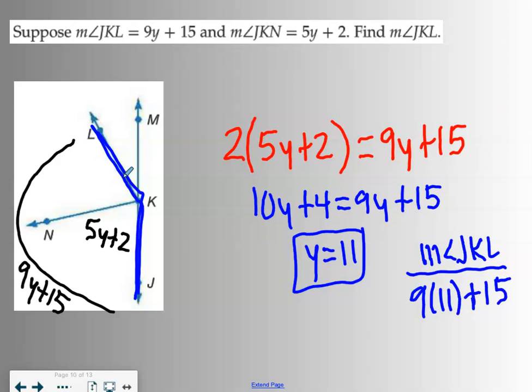What'd you guys get? 14. Does it matter which equation you plug in? For this one, just since they gave it JKL, I just plugged it into here since it was already given to us.